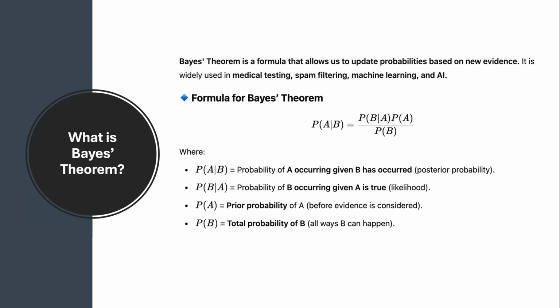Any doubt? That's why I was asking again and again, if you have any doubt in the conditional probability, please let me know. Basically, what it tells us is how likely the evidence B is, assuming A is true.